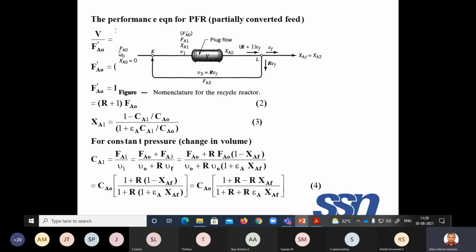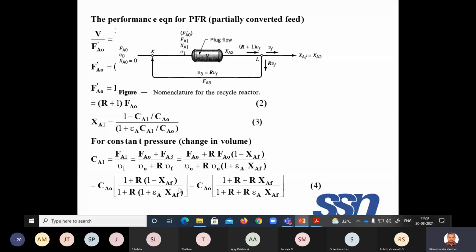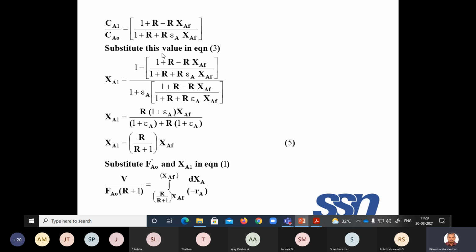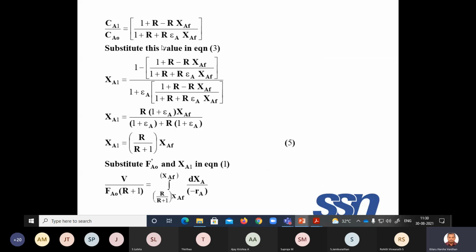So now you see, this is CA0 and CA1. I can take CA0 common, and then I can write CA1 by CA0. That is what I'm doing. CA1 by CA0 is this particular thing. Now substitute this CA1 by CA0 in equation 3. What is 3? XA1 I need to calculate, the unknown. So CA1 by CA0 we already got here.